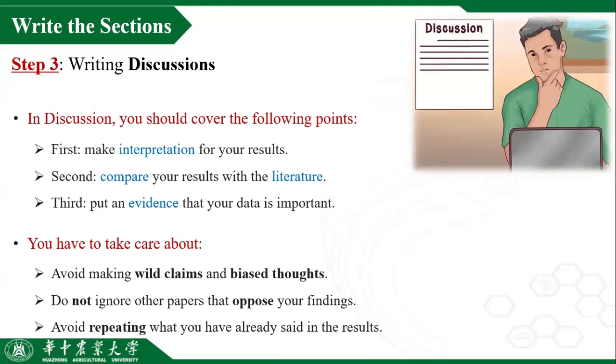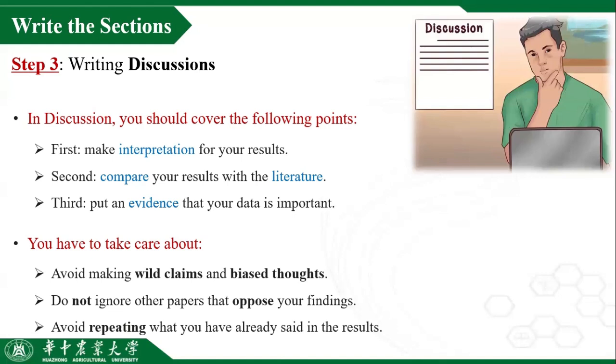But here you have to avoid claims and biased thoughts, as I just mentioned. If you got a result, you just interpret it as it is. If you find another previous paper that got a better result than yours, you also put it in. You don't need to exaggerate just to make the data look balanced. You may exclude it, or you may just put it as it is, even if it is not as good as the previous one. Also, don't ignore the papers that oppose your findings.